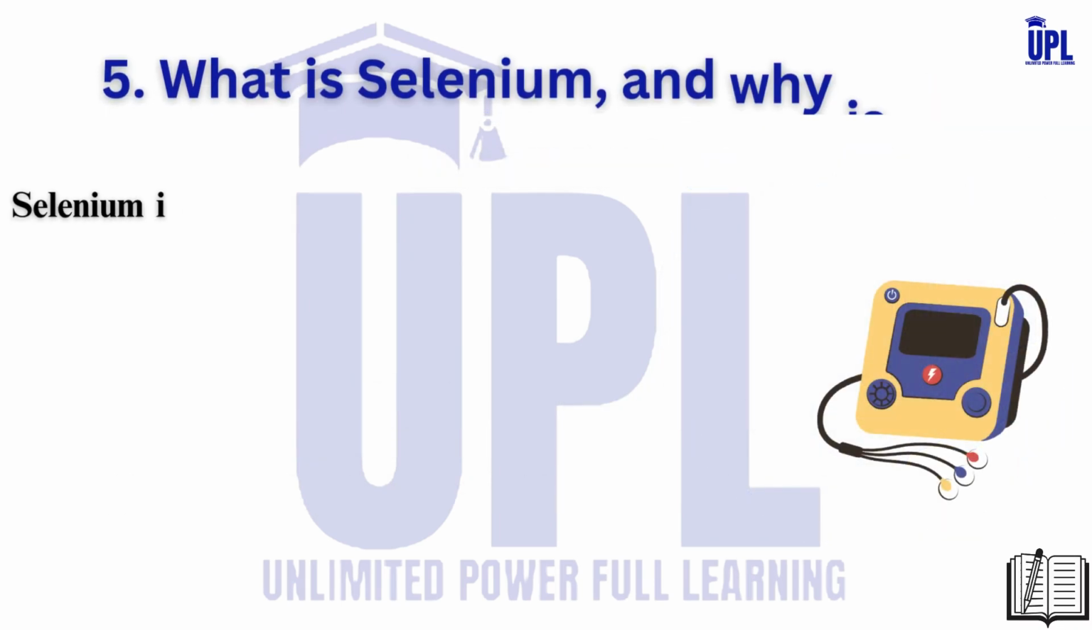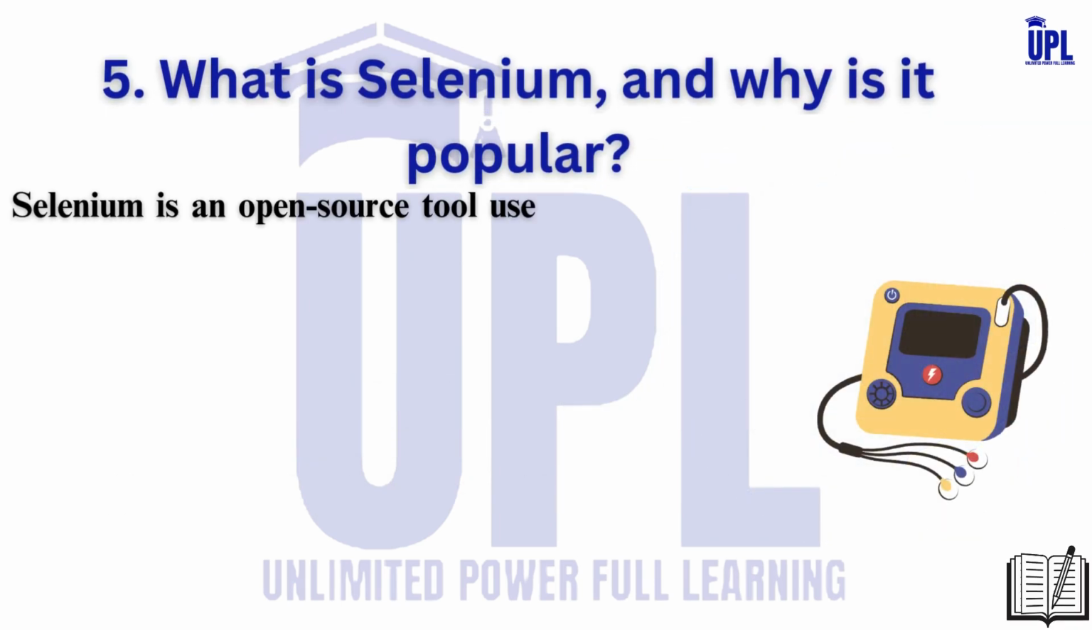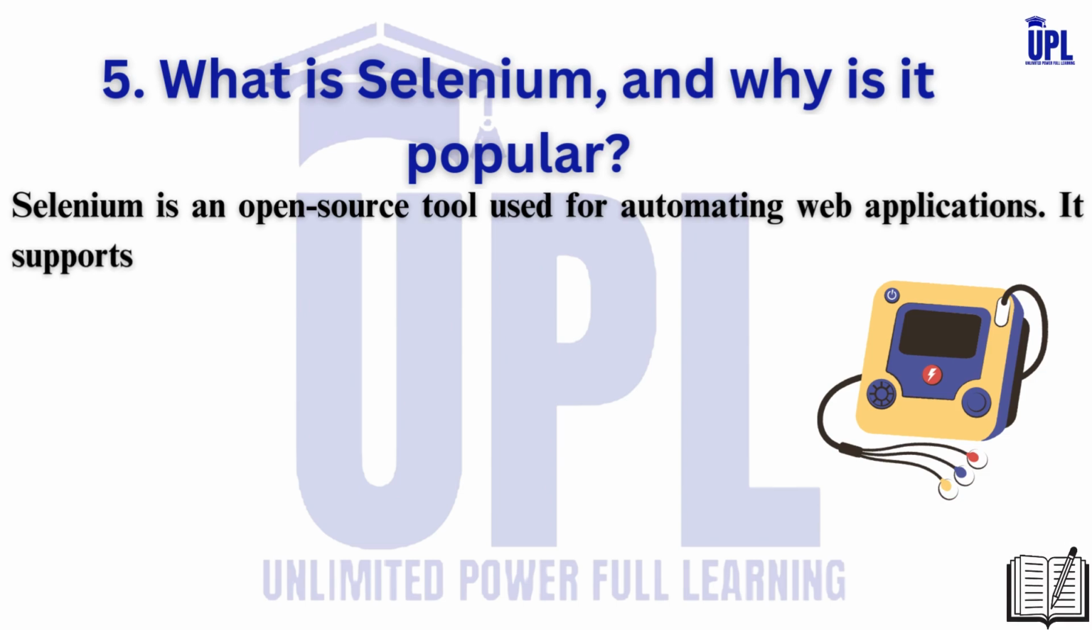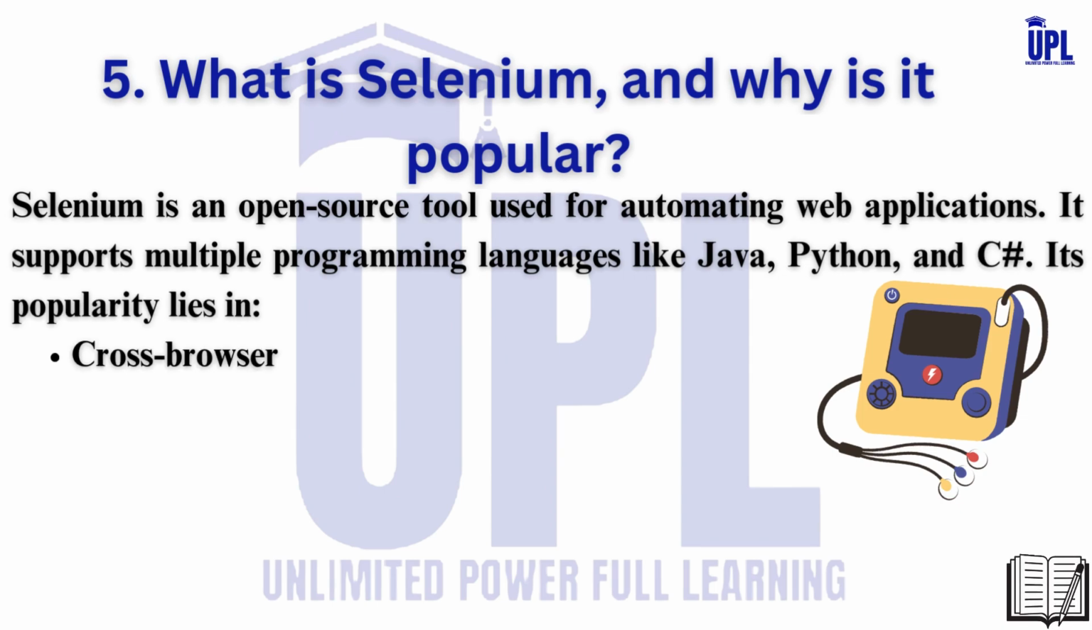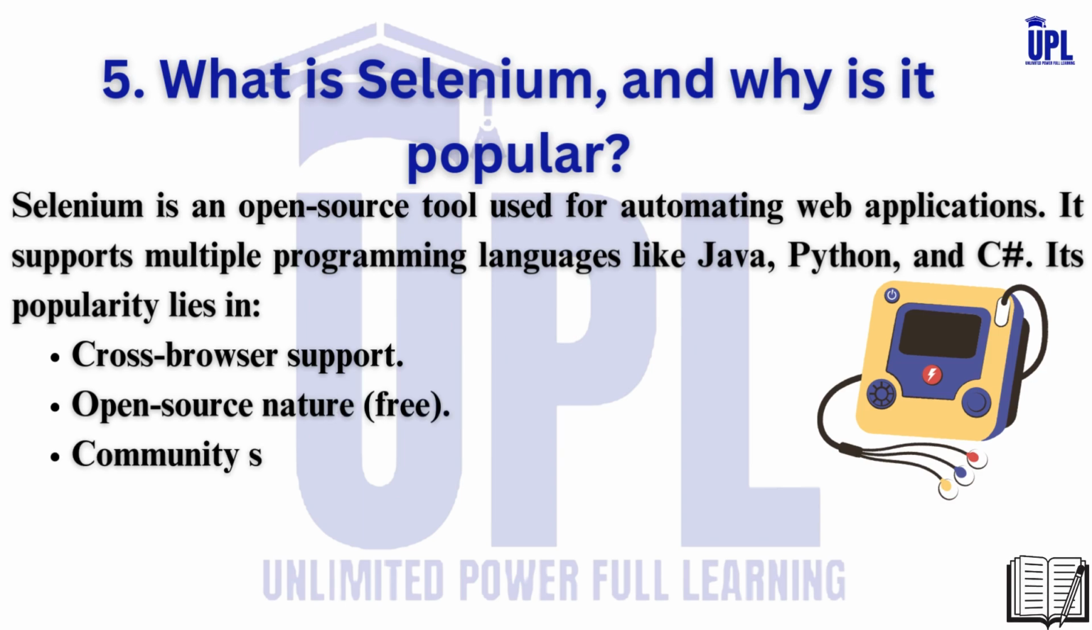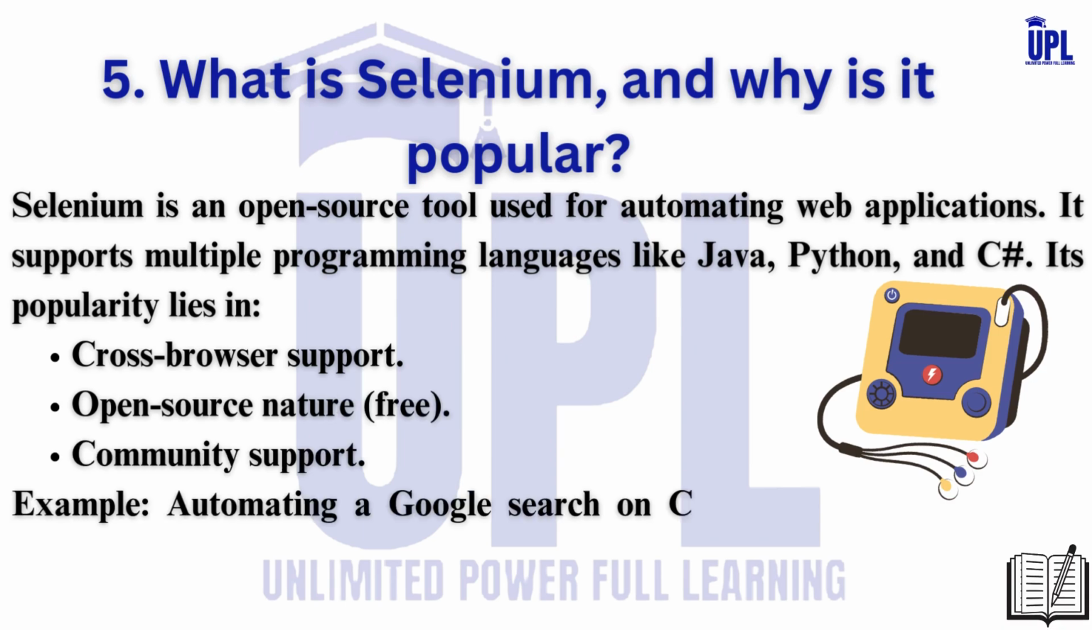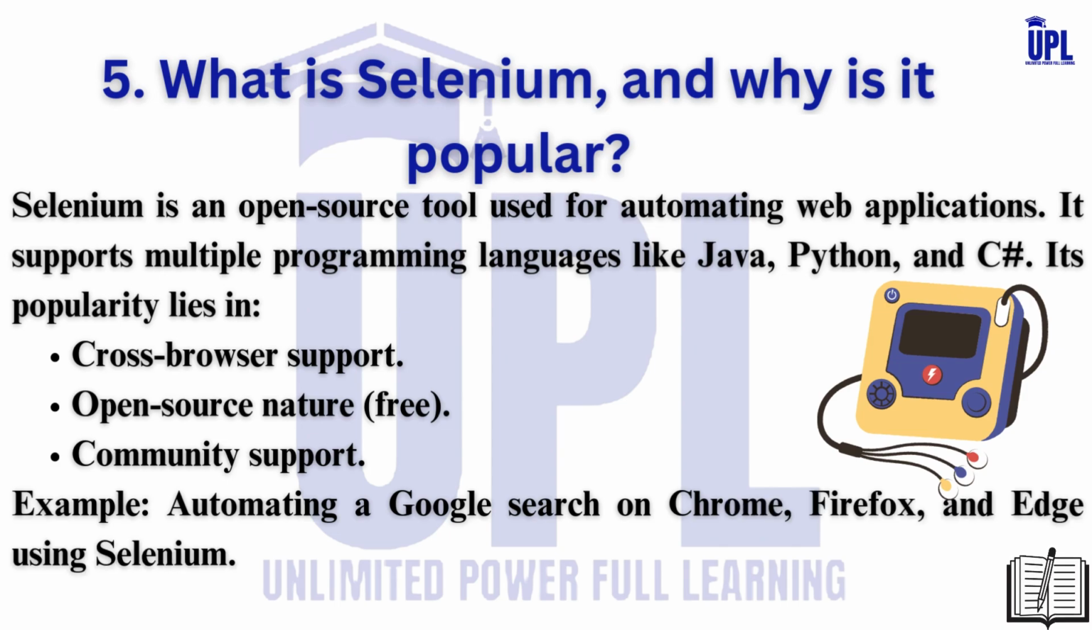The fifth question was, what is Selenium and why is it popular? Selenium is an open-source tool used for automating web applications. It supports multiple programming languages like Java, Python, and C#. Its popularity lies in cross-browser support, open-source nature, being free, and community support. Example, automating a Google search on Chrome, Firefox, and Edge using Selenium.